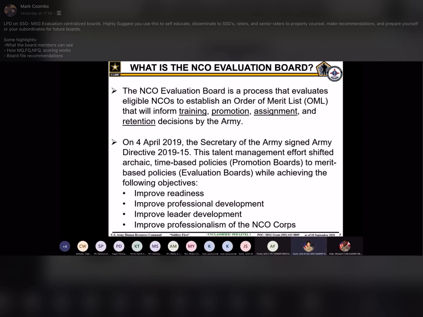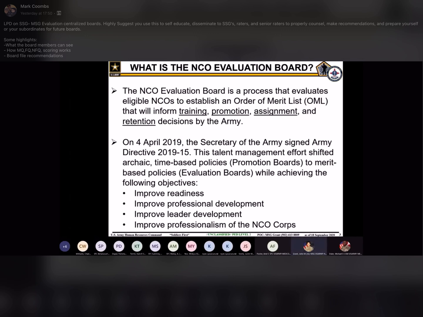So the new NCO evaluation board, yes, promotion is a part of it, but essentially we're doing a process that's going to evaluate all the eligible NCOs. It's going to establish an order of merit list, so it's going to rank all of you from 1 to whatever in your MOS, 1 through N. And this OML is going to be used in its entirety to inform multiple decisions that the Army and HRC make. It's not only going to be, let me look at this list and see who we need to promote. It's going to be, let me see who needs to go to training, who's going to training first, who's going to get priority, PME, who needs to be promoted based on Army requirements. There are going to be certain assignment considerations with EPMD based on where you fall on your OML. And of course, there are going to be retention decisions made by the Army.